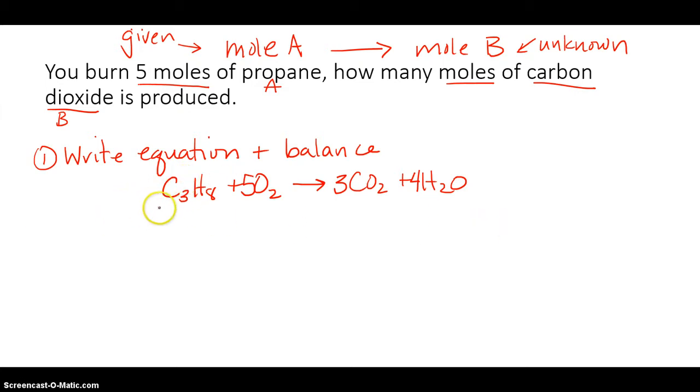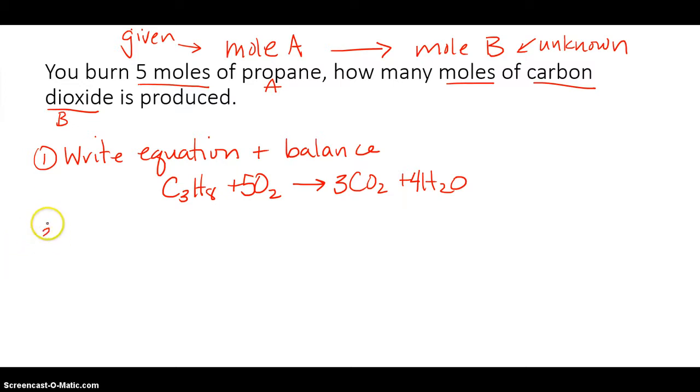And what this balanced equation says is that for 1 mole of propane, you are required to have 5 moles of oxygen. And when those combine, they produce 3 moles of carbon dioxide and 4 moles of water. In other words, for every 1 mole of propane, 3 times the amount of carbon dioxide is made. So it's a proportion. This is a 1-to-3 ratio, and I know that based on my balanced equation. So that is going to be key to what we're going to be doing.